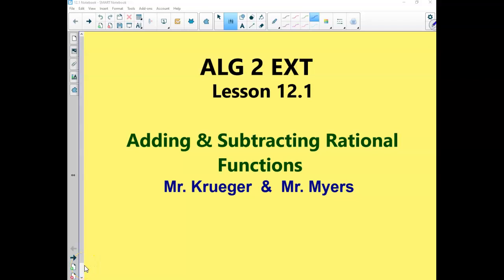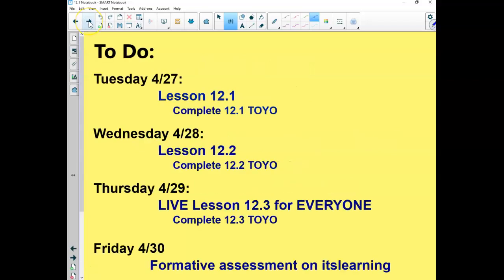Today we're going to be starting lesson 12.1, adding and subtracting rational functions. This is typically a unit many students struggle with because it's dealing with fractions, and these fractions now have a lot of variables in them. All right, so we took our test yesterday. Today we're going to hammer through adding and subtracting rational functions.